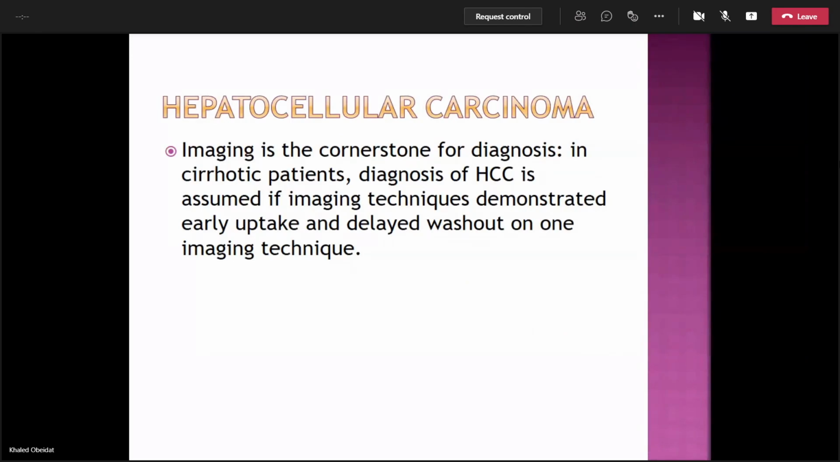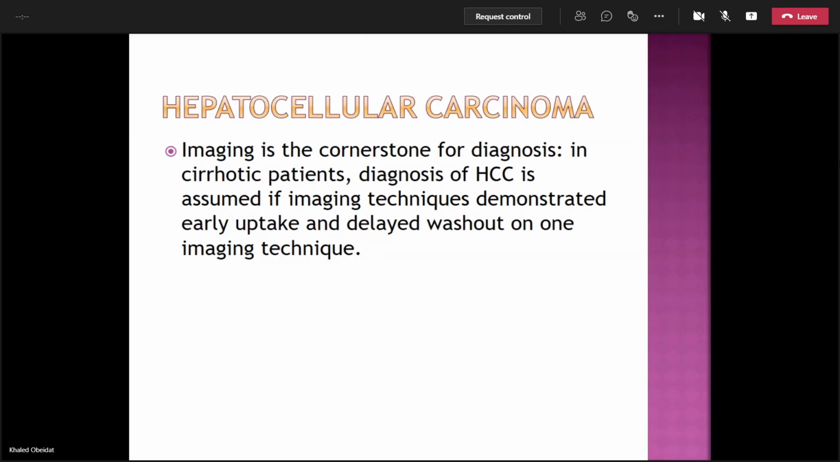So how we diagnose hepatocellular carcinoma is usually by imaging. So if someone is cirrhotic, which means that he's at risk for development of HCC, we rely on imaging to diagnose HCC, which is by doing the liver protocol, CT or MRI, and we see the pattern of enhancement, which is in the form of arterial enhancement and what we call delayed washout in the portal venous phase.